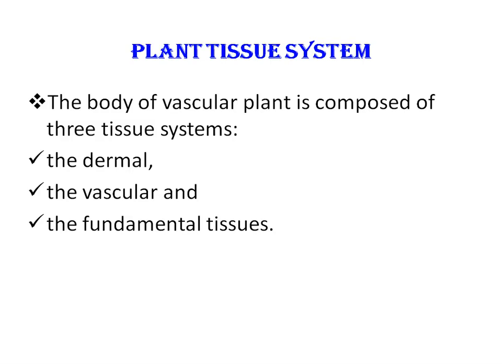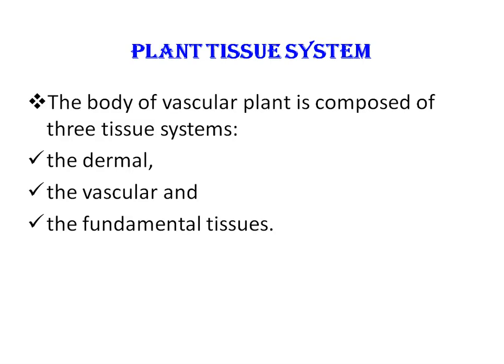The dermal or epidermal tissue system forms the outer protective covering of the plant and is represented in the primary plant body by epidermis. During secondary growth, the epidermis may be replaced by another dermal system, the periderm, with the cork cells forming the new protective tissues.